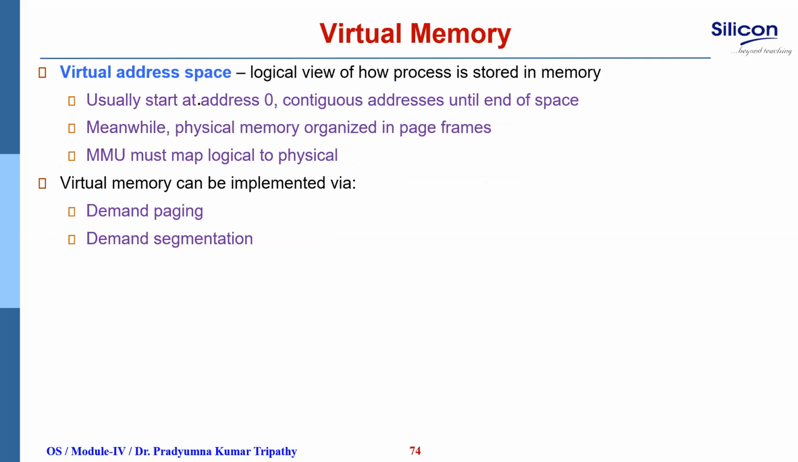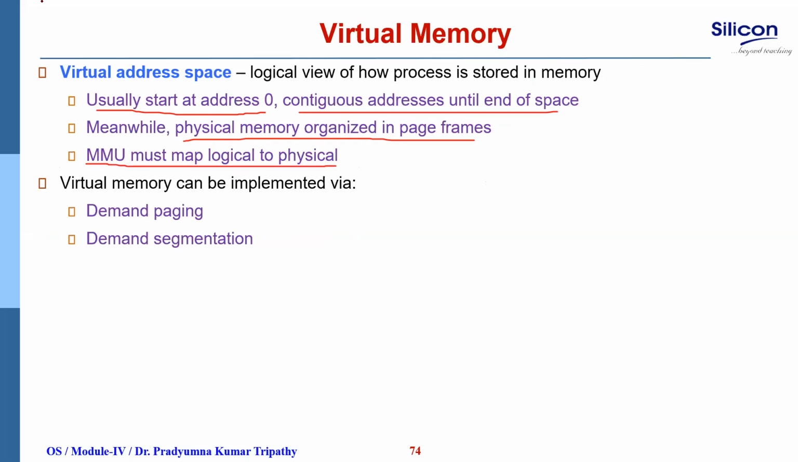So the virtual address space is the logical view of how a process is stored in memory. Usually it starts at address 0 and has continuous addresses until the end of the space. Physical memory is organized into frames. Memory management must map logical to physical.